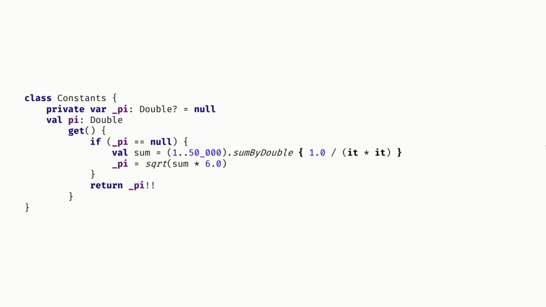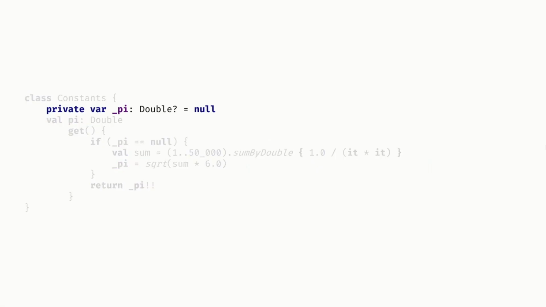Here's a class where I store constants, and I have the same behavior implemented here without using this built-in lazy thing. The way that I did this is I have a private backing property, which stores null by default. And then I have the public API of the class, which is a non-nullable double property. And I've written a custom getter here, which checks if the backing property has been initialized. And if it's still null, then it runs all of those calculations to calculate the value of pi. It assigns the backing property and then returns its value.